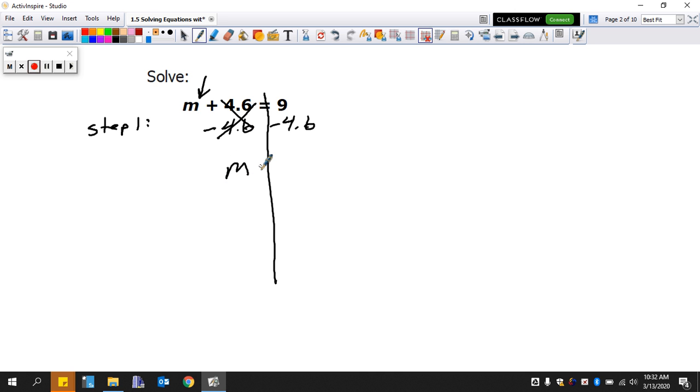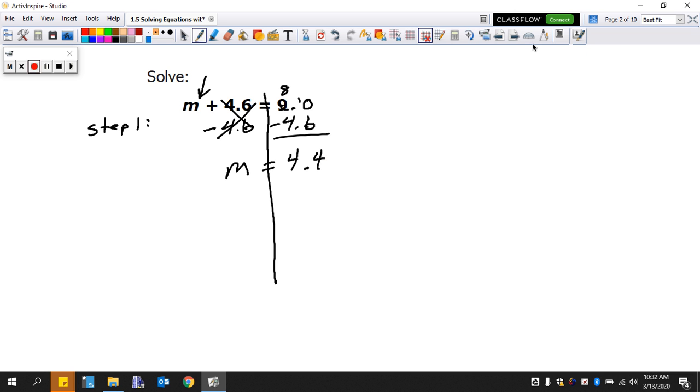On the left-hand side we have m is equal to, now remember, 9 is the same thing as 9.0. Remember that if you have a whole number, the decimal points have to line up if you're adding or subtracting. So we borrow from the 9, make that 8, make that a 10. 10 minus 6 is 4. Bring your decimal point down. 8 minus 4 is 4. So the answer would be 4.4.